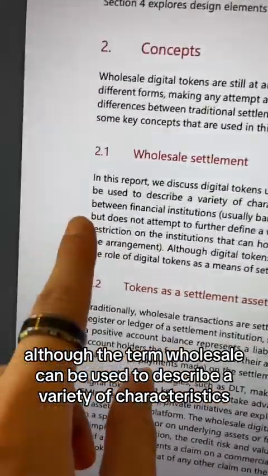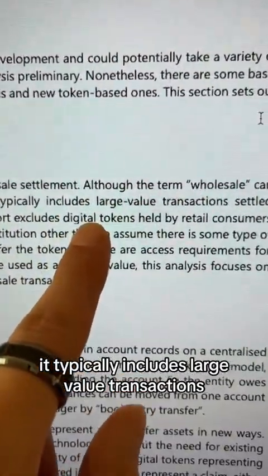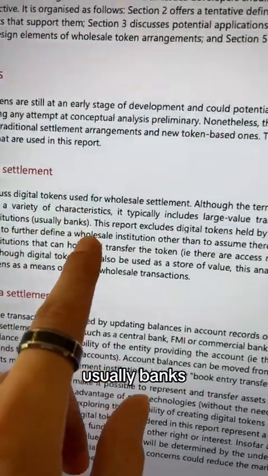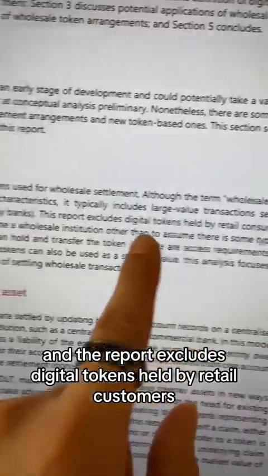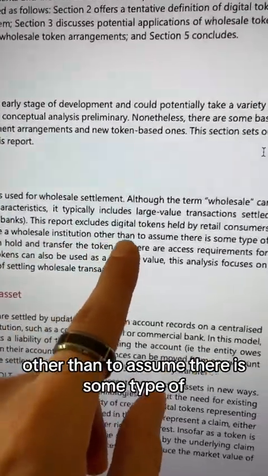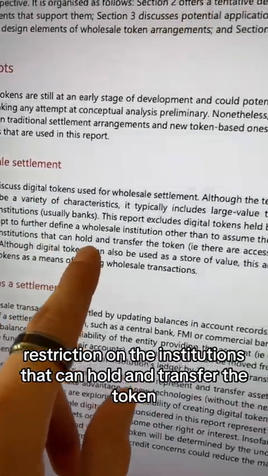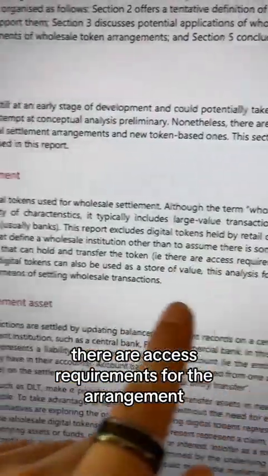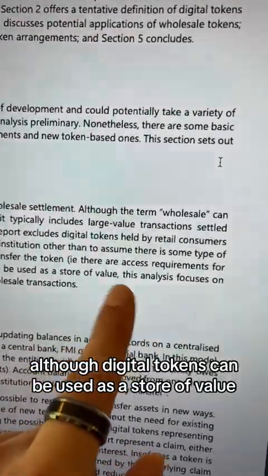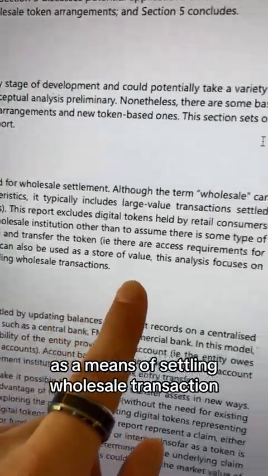Although the term wholesale can be used to describe a variety of characteristics, it typically includes large value transactions settled between financial institutions, usually banks, and the report excludes digital tokens held by retail customers, but does not attempt to further define a wholesale institution other than to assume there is some type of restriction on the institutions that can hold and transfer the token. There are access requirements for the arrangement. Although digital tokens can be used as a store of value, this analysis focuses on the role of digital tokens as a means of settling wholesale transactions.